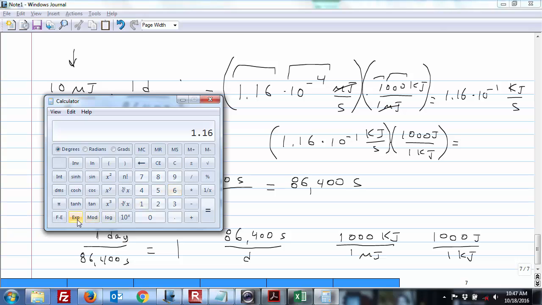1.16. There we go. 1 plus minus. There we go. Times... yeah, so it just went ahead and did that little conversion for me. Times 1,000 equals 116. So I just did 1.16 times 10 to the minus 1. We know that is 0.116 times 1,000 is 116.